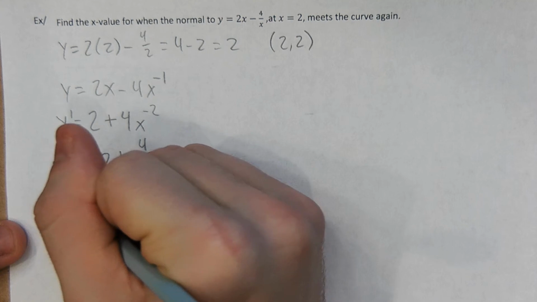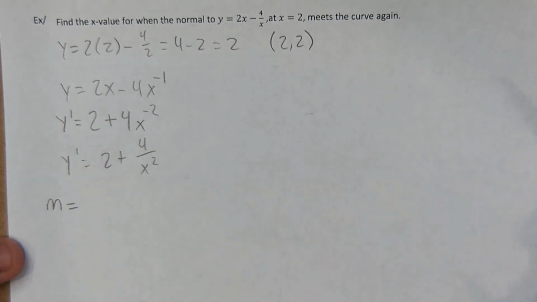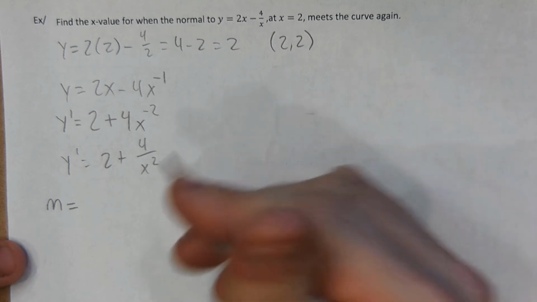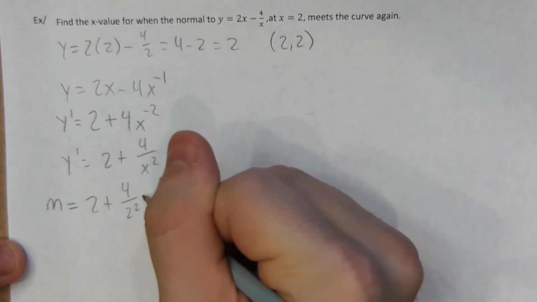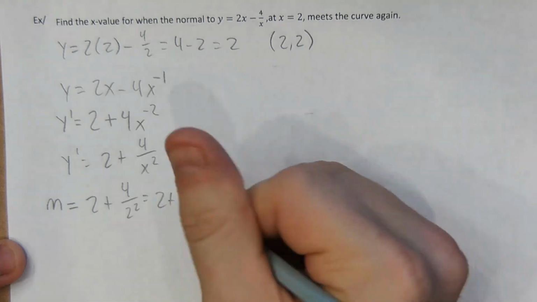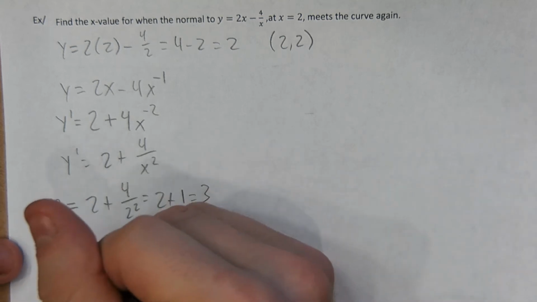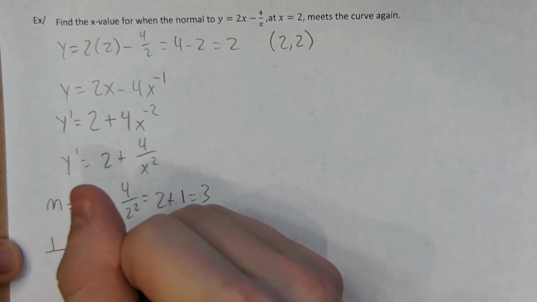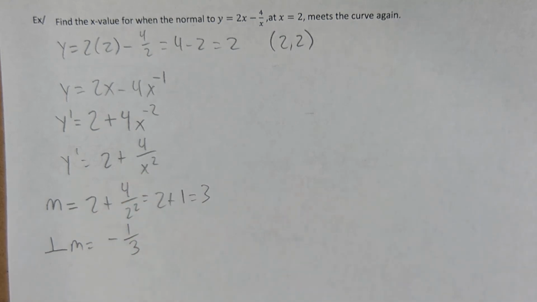This is the slope of the tangent. You always get the slope of the tangent by plugging in x into the derivative. It's going to give me 2 plus 4 over 2 squared. That's 2 plus 1, which is 3. But we're talking about the normal line. So the perpendicular slope, or slope of the normal, would be negative 1/3. Coolio.